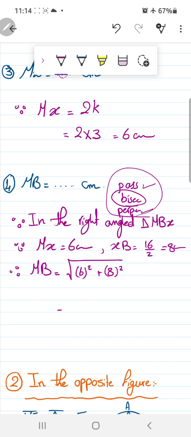Using your calculator, it will be 10 centimeters. So the length of MB equals 10 centimeters. Okay, let's take another example by proof.